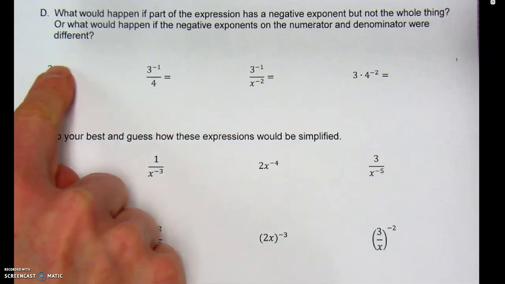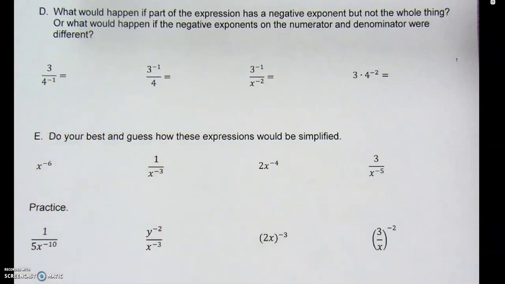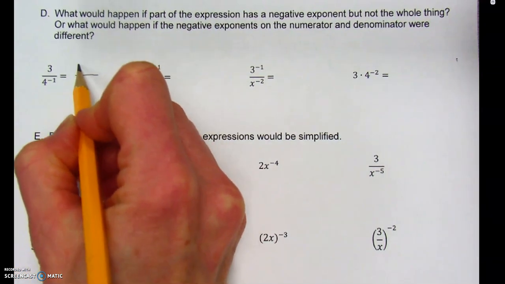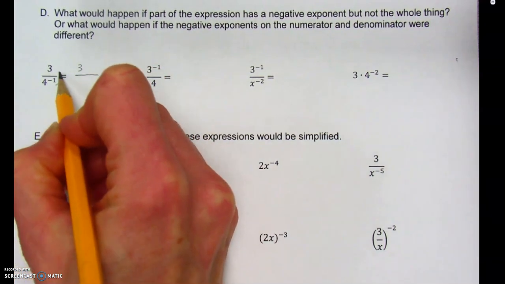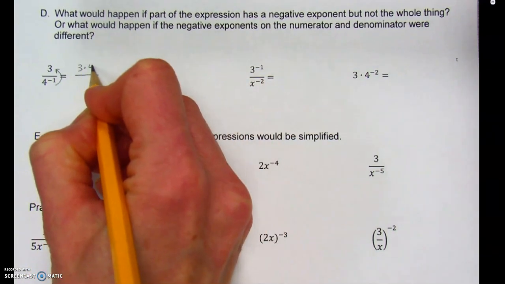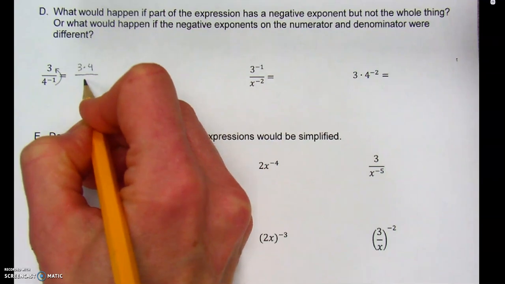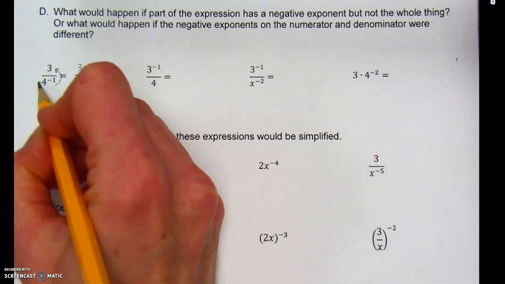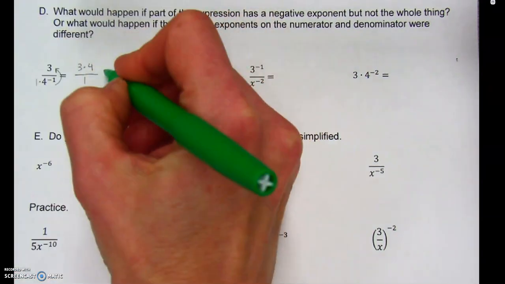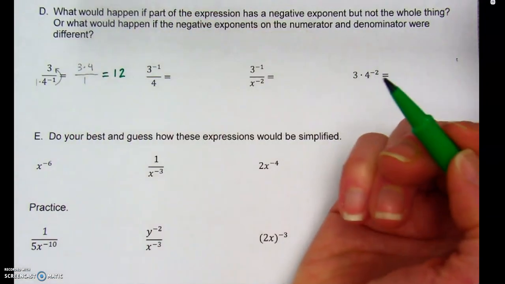The 3 doesn't have an exponent showing. It's not going anywhere. So the 3 stays in the numerator. The 4 moves from the denominator to the numerator, and it gets multiplied by the 3. There's actually, we understand, a 1 in front of here. We don't have to write it, but you can if you want to. And so that would be 12.